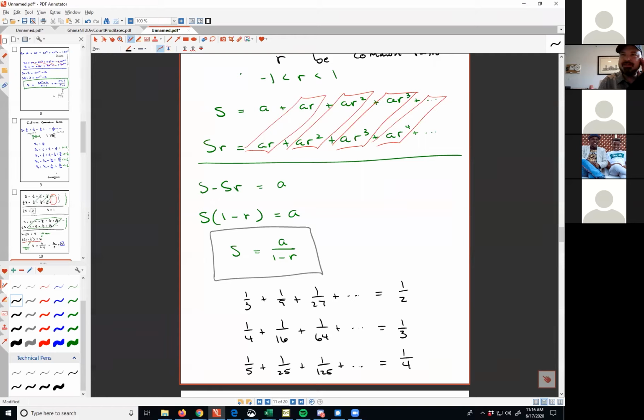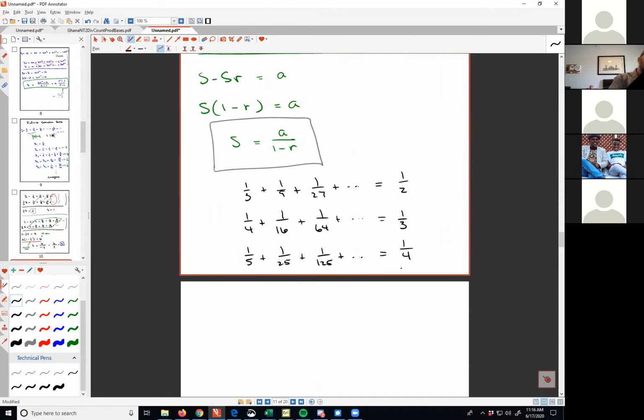And here we get 1/4. So we can see that there is a pattern if the first term is just the common ratio. We see this simple pattern emerging. However, not every geometric series looks quite so simple.